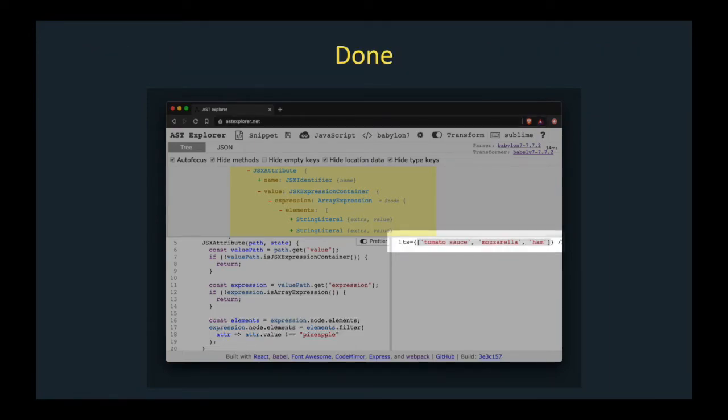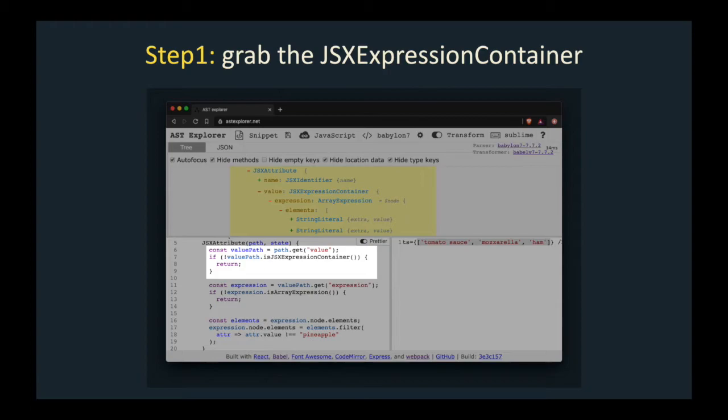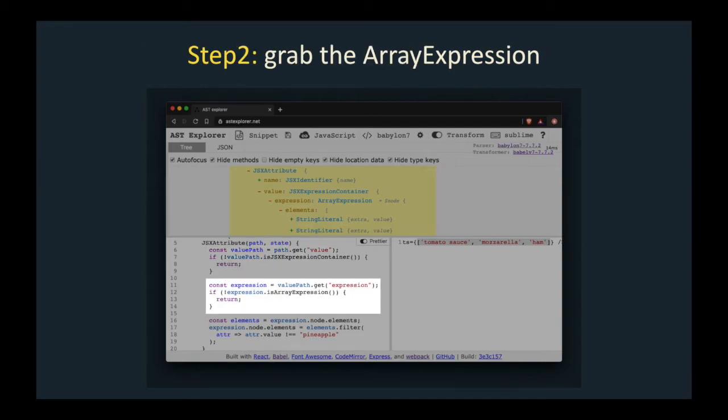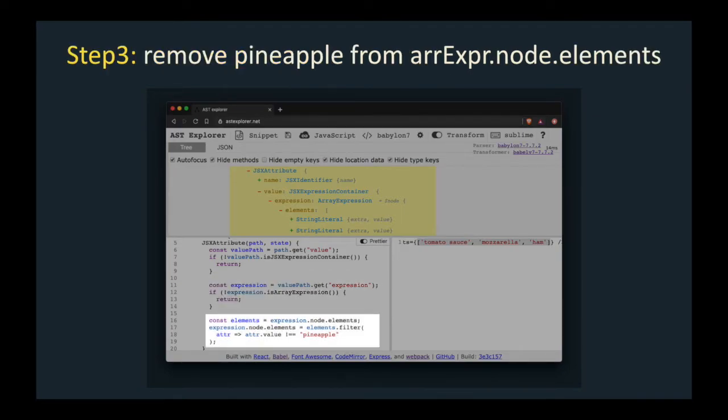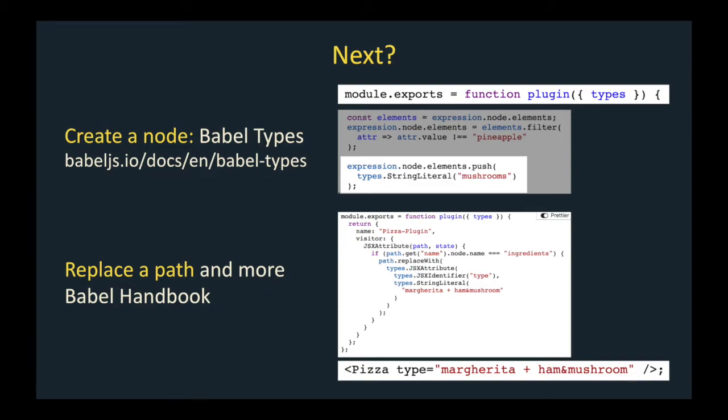That's basically all it takes to write such a plugin. It's not that big of a deal. Again, we are visiting an attribute. We get the value that is an expression. We get the expression itself contained there. That is an array, and then we filter out the element that we don't like.